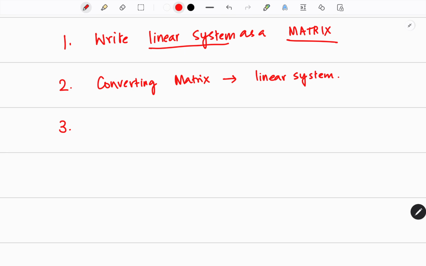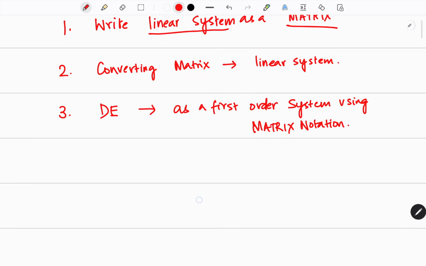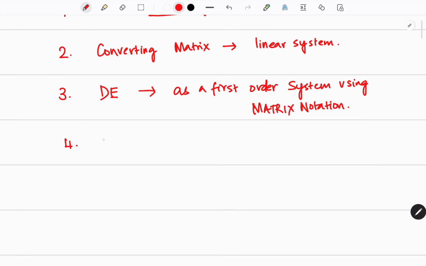The third one is expressing the differential equation as a first order system of equations, using matrix notation. And the fourth one is to verify that x of t is a solution for a linear system of equations, whatever it is.